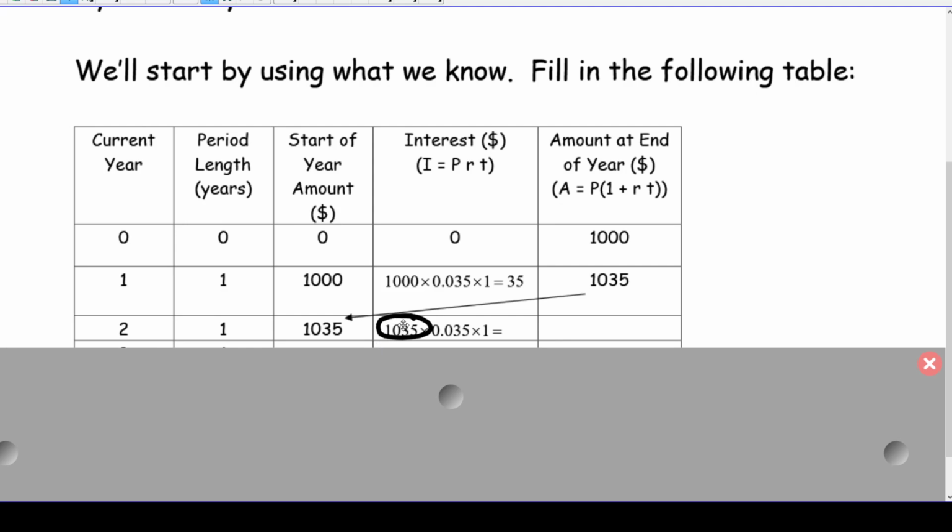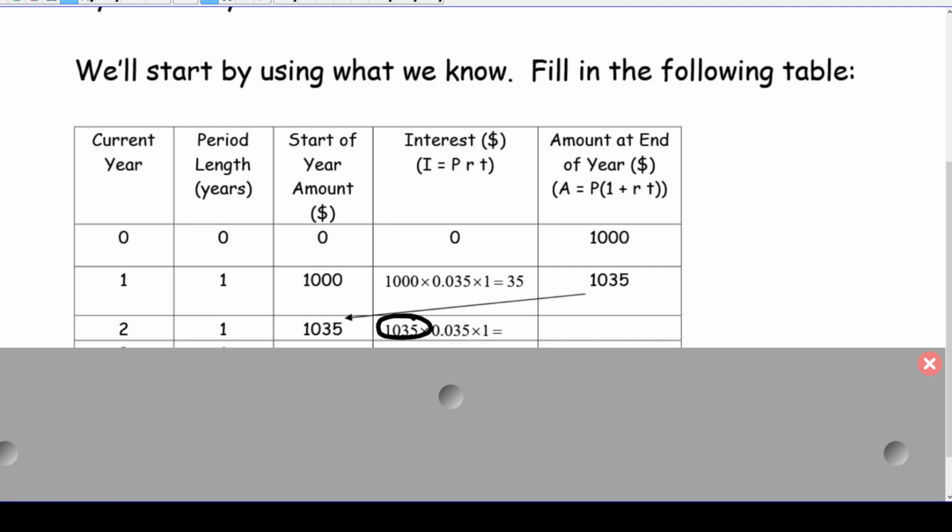We're not using the $1,000 anymore. We're using $1,035 as our new principal for the next year. And that means our interest amount is going to be slightly higher. So I'm just going to do this off camera here. I got to pull up my calculator. If you have a calculator, you can do it too. Make sure I don't make any mistakes.